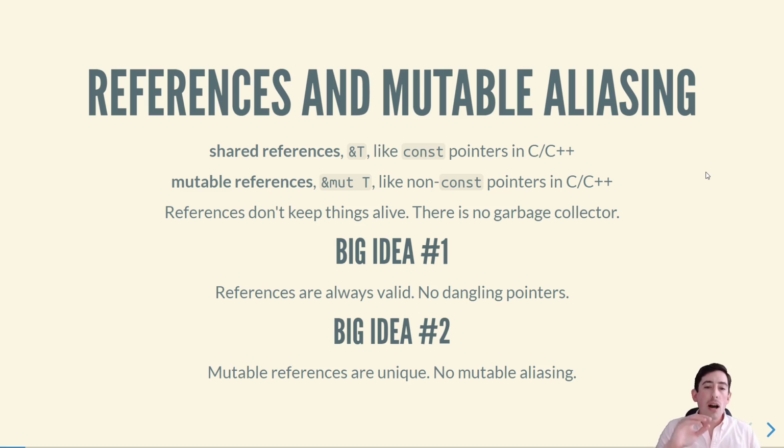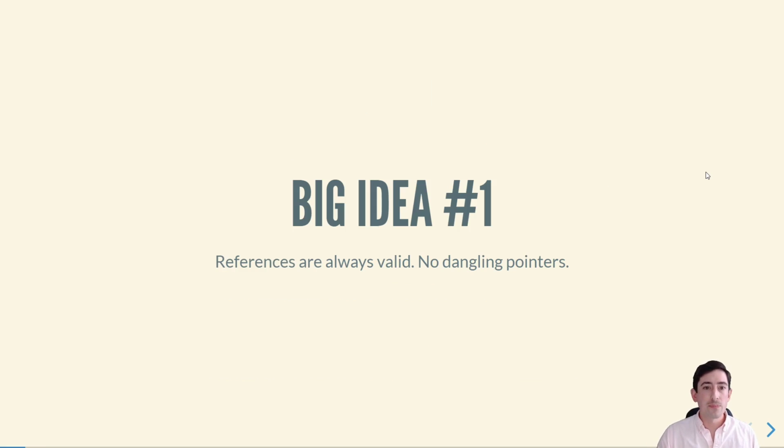So we'll talk about some examples for number one first. We'll see some examples of that. And then we'll talk about number two. We'll see some examples of that. That's going to be the first almost half of the talk. So here we go. Let's look at some code. Big idea number one.